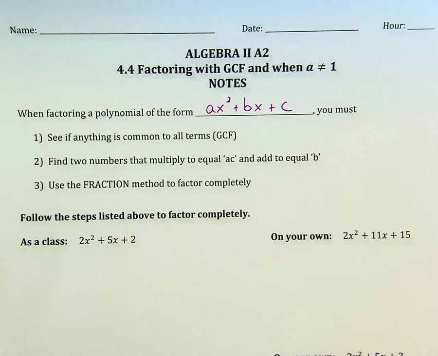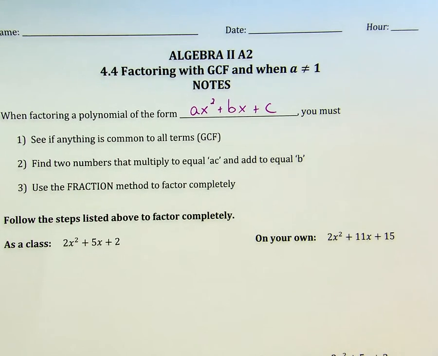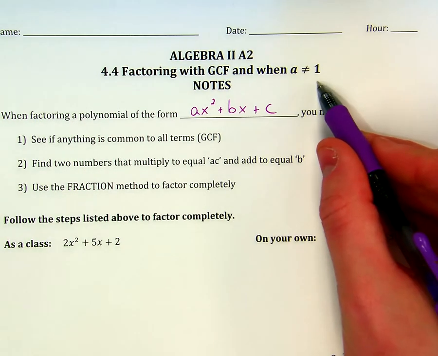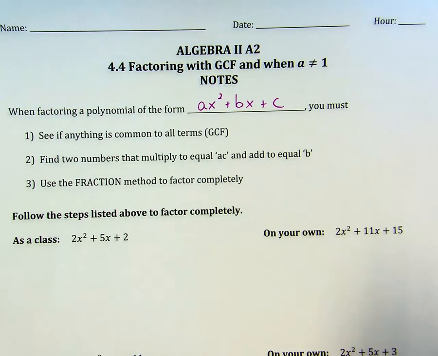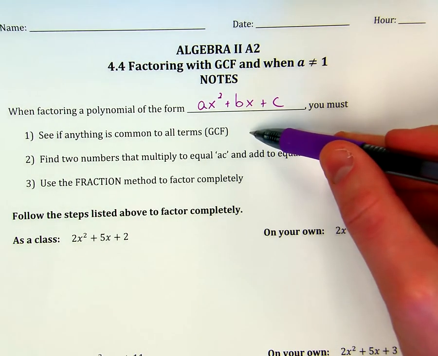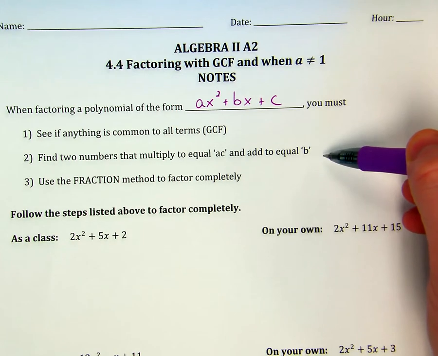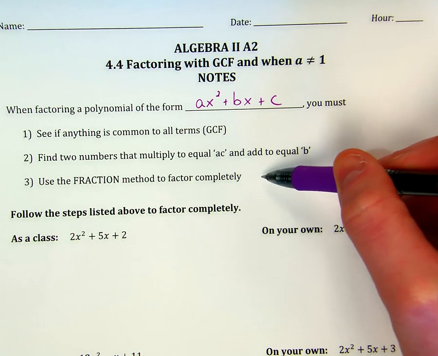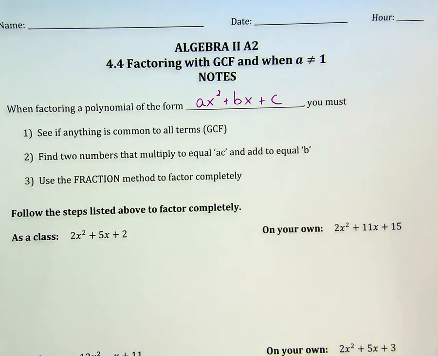In this lesson, we're still solving quadratics by factoring, but they get a little bit more complicated now that a is not equal to 1. The steps are still similar. We're still going to look for a greatest common factor, and if there is one, we're going to factor it out. We're still going to find two numbers that multiply to AC and add to B. And then step 3 is new. We're going to use the fraction method to factor completely.